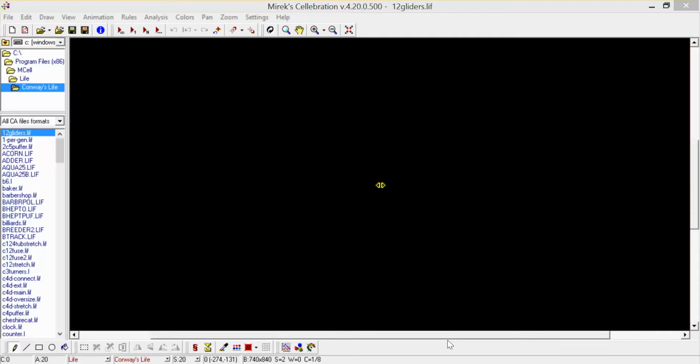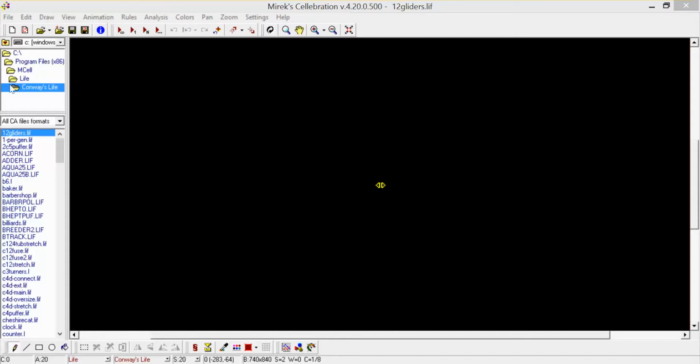Okay, so let's take a look at cellular automata. We're going to use Mirek's Celebration. This is a free program you can download yourself and play around with. A nice thing about Mirek's is it has a lot of preloaded sets of rules and starting positions so that you can see what work other people have done.